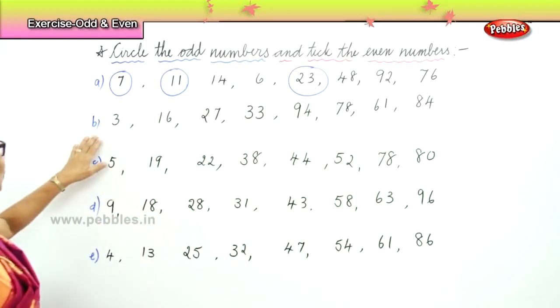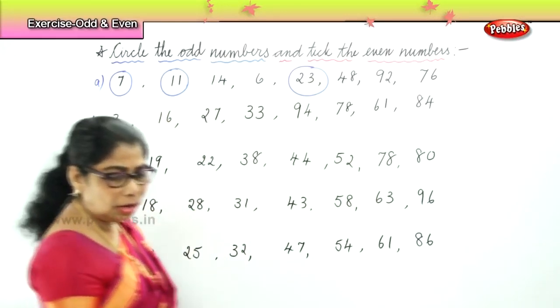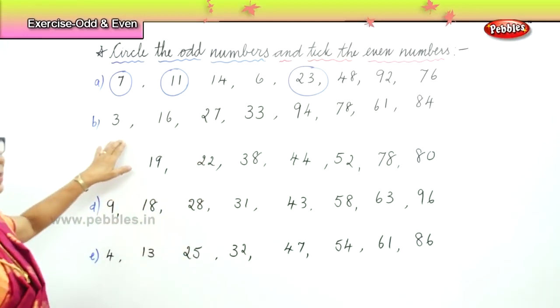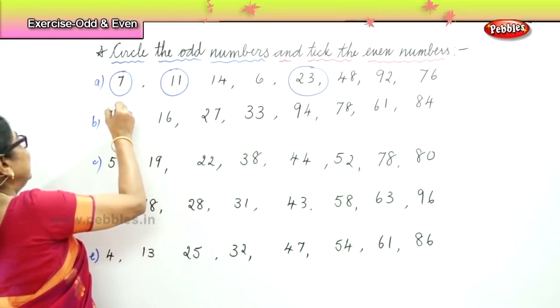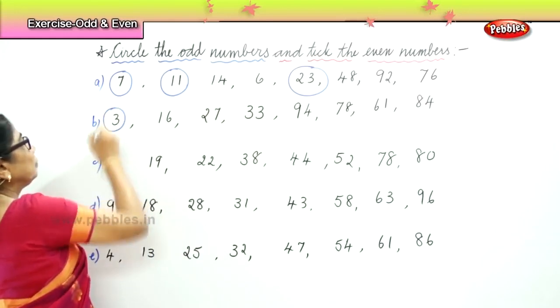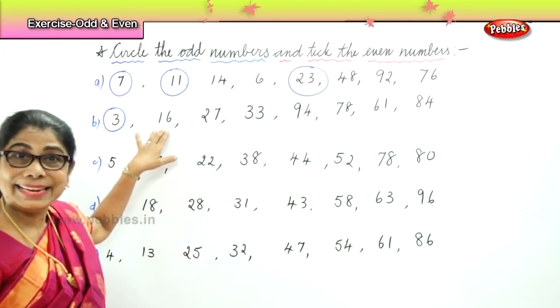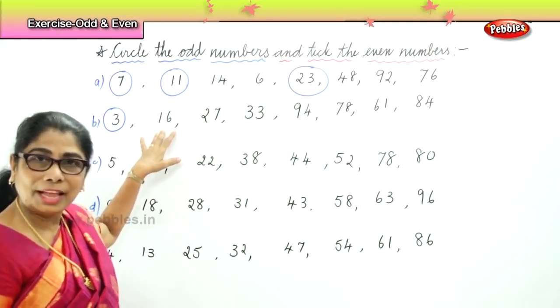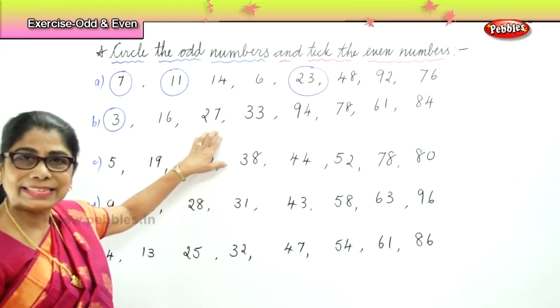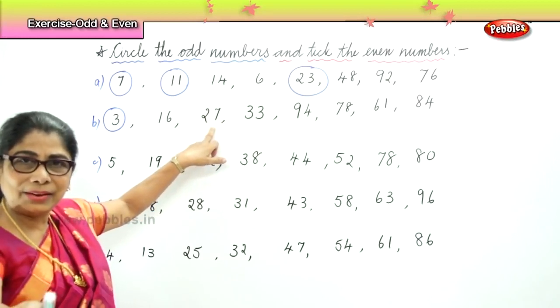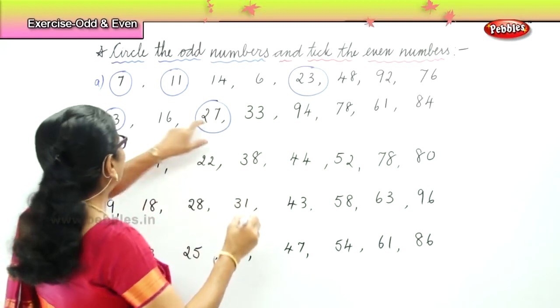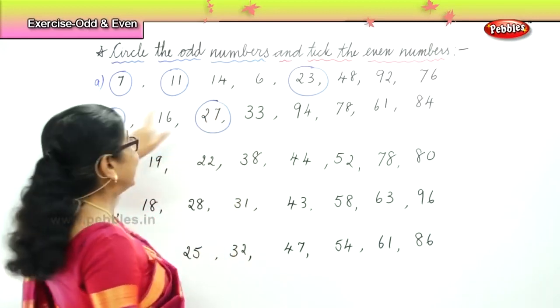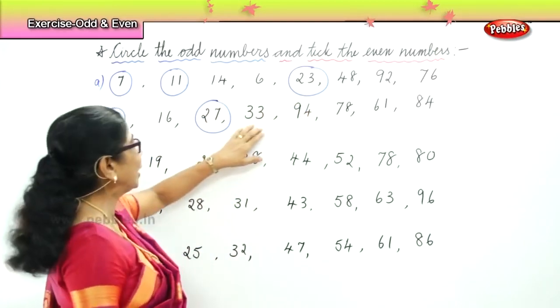Let's take the second one. So, the rest are all even numbers. Okay, let's take the second set. Is number 3 an odd number? Yes. So, 3 is an odd number. 16. Is it an odd number? No. 27. Ending in 7. Is 27 an odd number? Yes. 27, 7, they're odd numbers. 3, 23. Odd numbers. Okay.